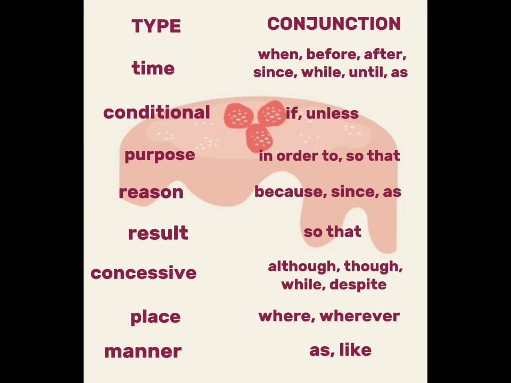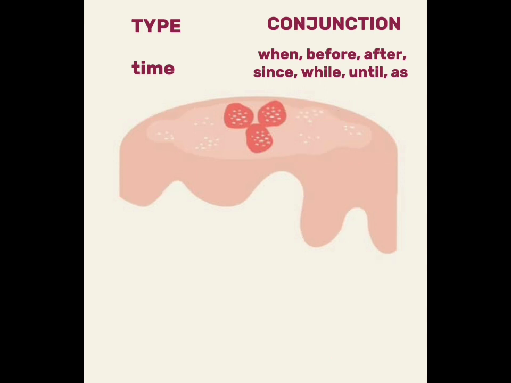For the result, we have so that. For the concessive, we have although, though, while, and despite. For the place, we have where and wherever. For the manner, we have as and like.